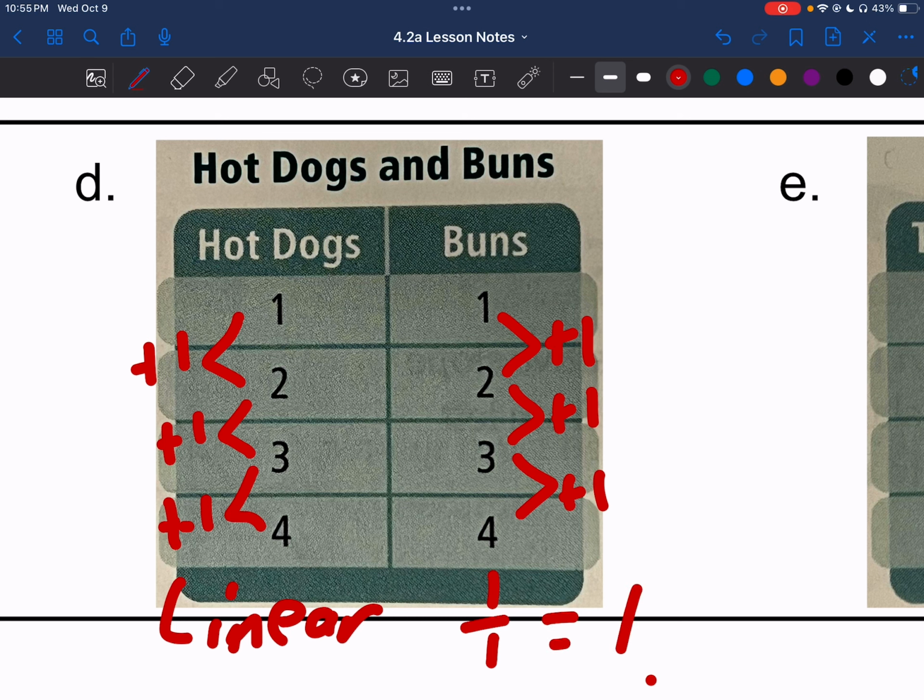Because obviously, if you're eating hot dogs, you're going to eat it with a bun, unless you're some sort of monster.